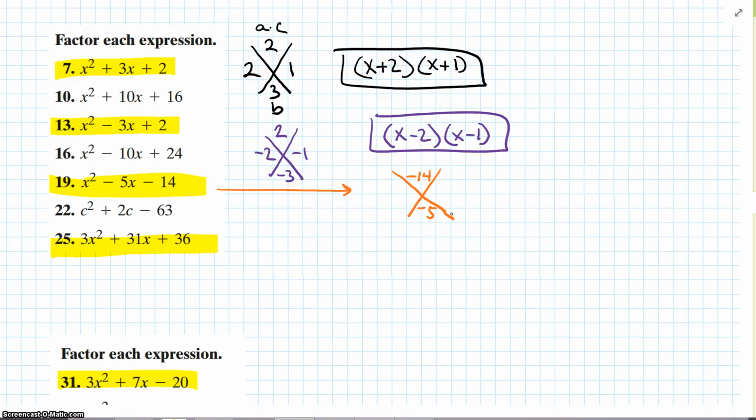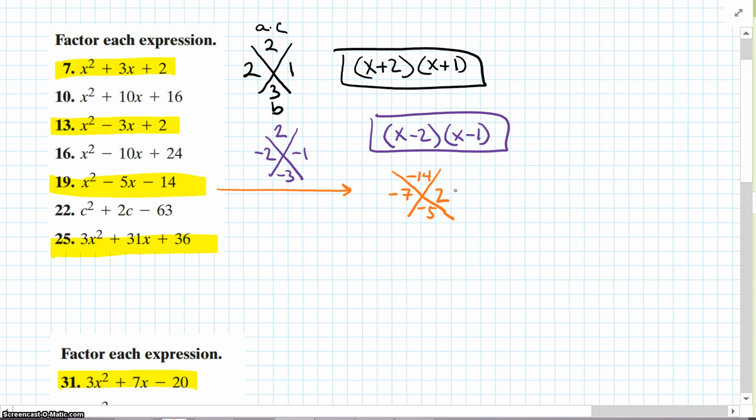So two numbers that have a product of negative 14 and sum to negative 5. So I can think of negative 7 and positive 2. So since my a value is 1, I can write this as x minus 7 times x plus 2.